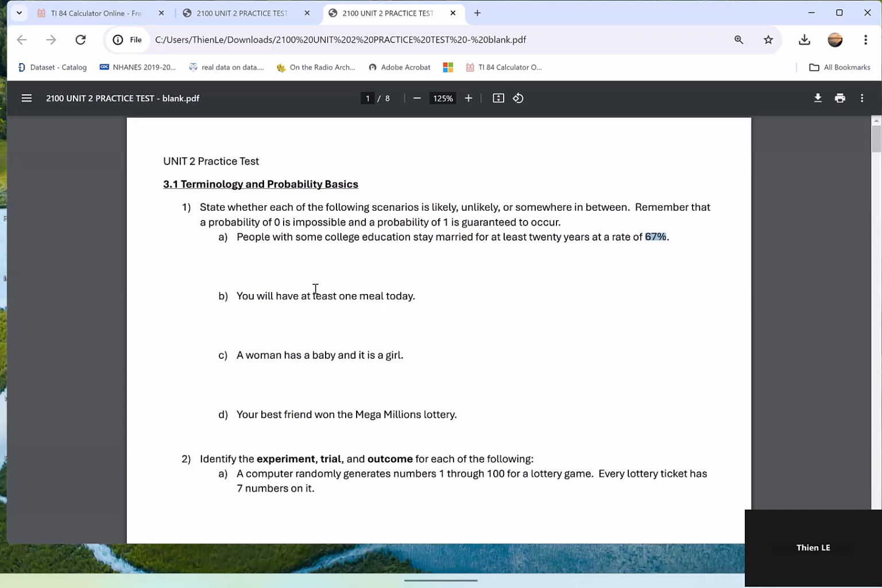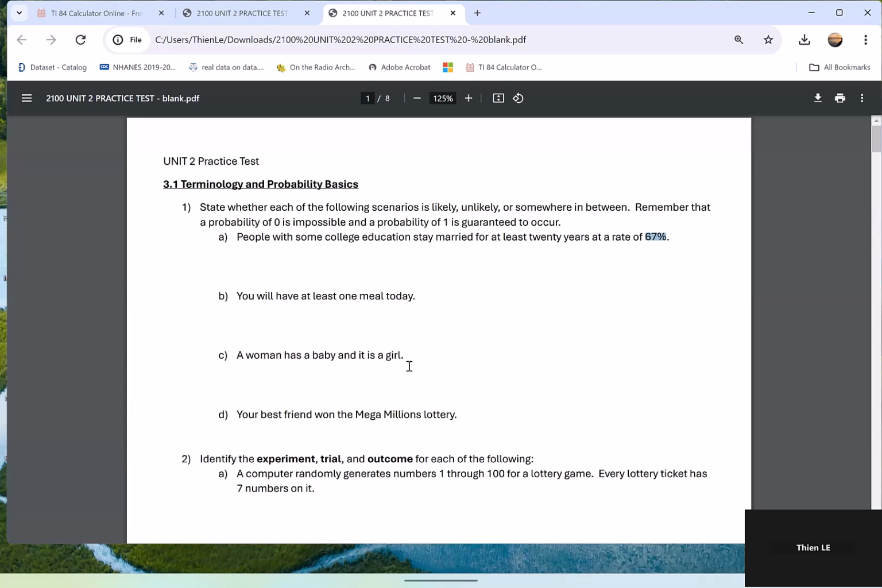You have at least one meal today. In this case, for most people, it is almost sure. Maybe for some people it's not true, but for most people. So this probability must be close to one. Very likely, you have at least one meal.